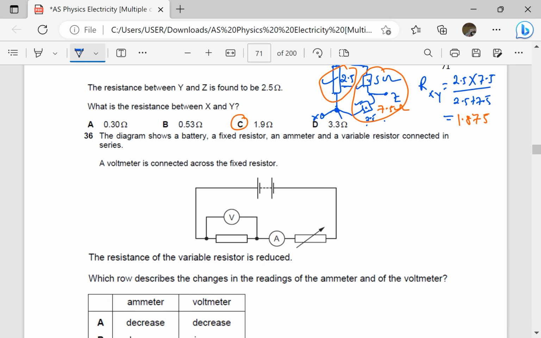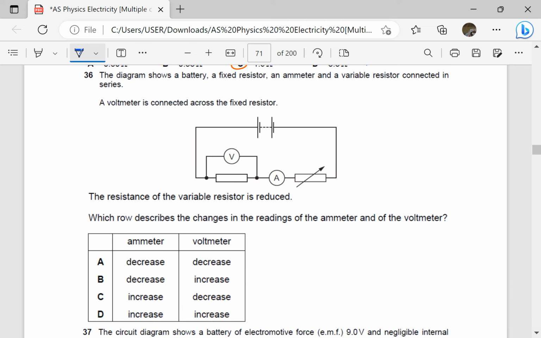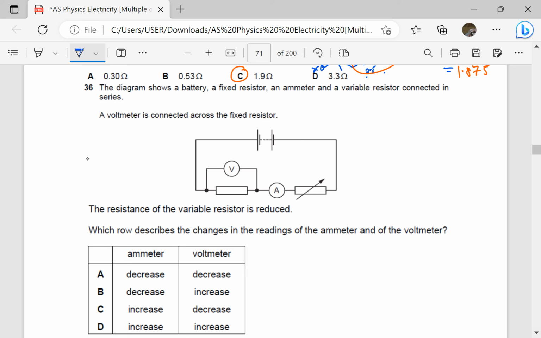The diagram shows a battery, a fixed resistor, an ammeter, and a variable resistor connected in series. Okay. The resistance of the variable resistor is reduced. If the resistance of the variable resistor is reduced, what happens to the total current in the circuit? So total resistance, R total, becomes smaller. If total resistance becomes small, total current in the circuit actually increases. The total current in the circuit increases.